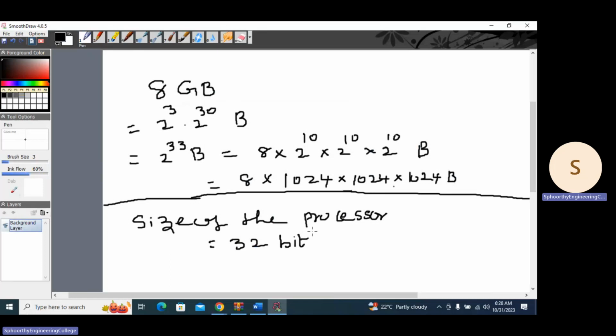So if the 8 GB RAM is kept in a 32-bit machine, it will be divided into pieces. How many pieces will I get? 8 GB divided by 32 bits will give me the number of pieces, because 8 GB is my total RAM and the size of each piece is 32 bits. Let us do that simple math to understand how the main memory is logically divided into pieces.